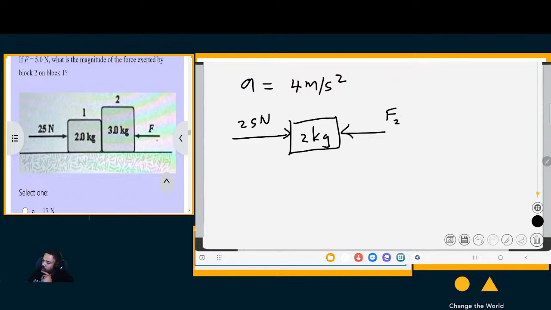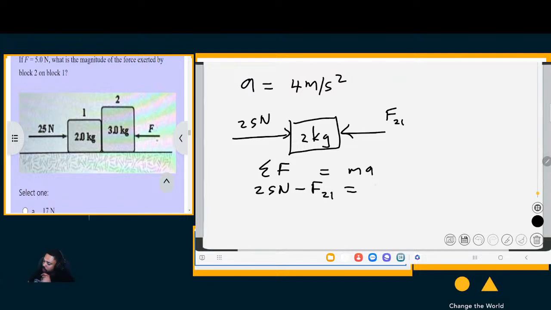So this is block 1. We want this force, F21, because we are looking at block 1 and the force acting on it due to block 2. From Newton's second law, the sum of the forces equals mass times acceleration. There are two forces acting on block 2: the applied force of 25 newtons minus, in the opposite direction, the force that we want, the force of block 2 acting on block 1.